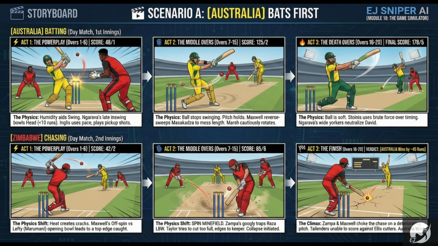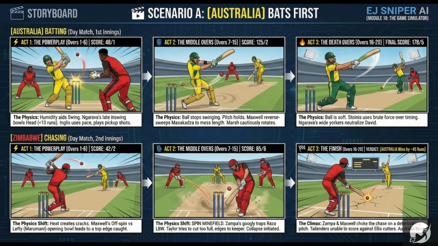Act 2, the trap. Now, Zimbabwe chases. The sun has baked the pitch. It becomes a spin minefield. Maxwell opens the bowling and removes Marimani instantly. Then, the apex predator arrives. Adam Zampa. The ball grips and turns. Raza is trapped LBW. The middle order crumbles under pressure.